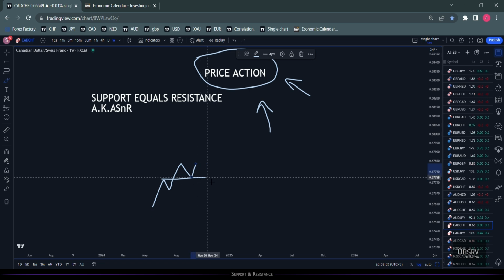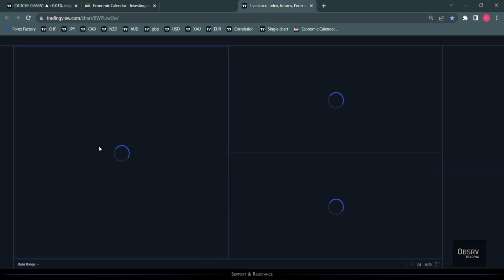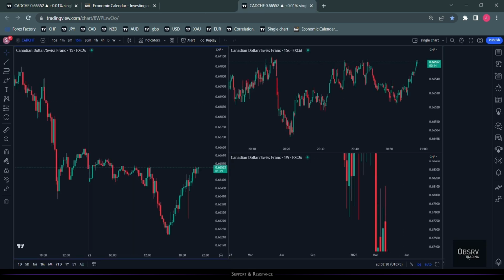The next time, now we're talking about the general idea of what support is, the next time price comes down to these areas, there is a fair chance that the price is going to react again from more or less thereabouts and it's going to start going north. Let us take you to the charts and show you a couple examples of support.